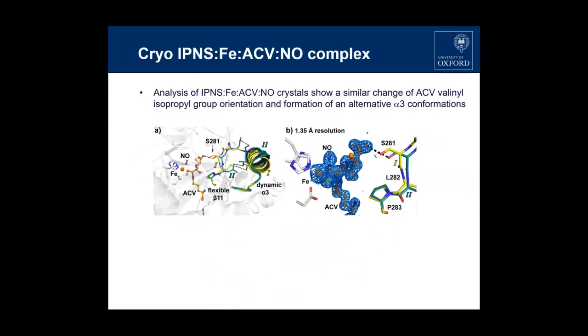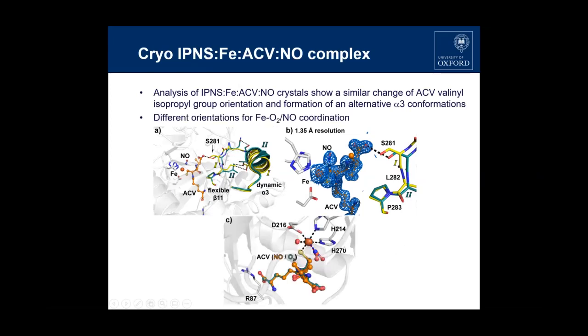Then we had a look whether this is also happening with nitric oxide. So we used nitric oxide as oxygen surrogate, and indeed we see the same rearrangement and B factor changes after nitric oxide binding. And although there are slightly different orientations of nitric oxide and oxygen, as you can see here, they both flip a bit to the side, and the substrate conformation is taking the same conformation.